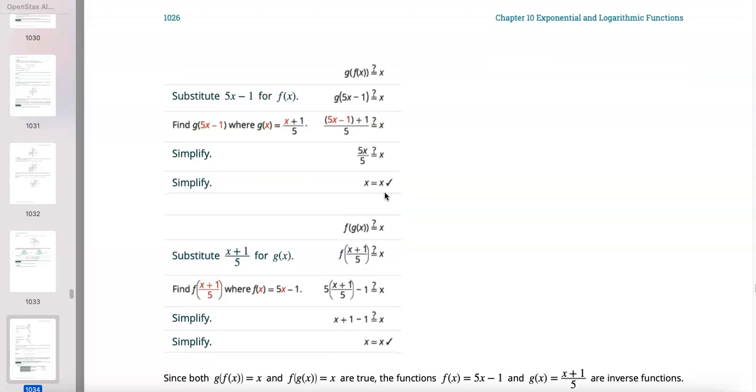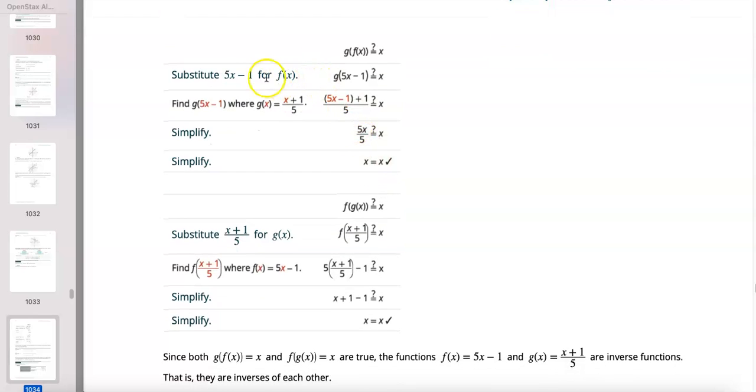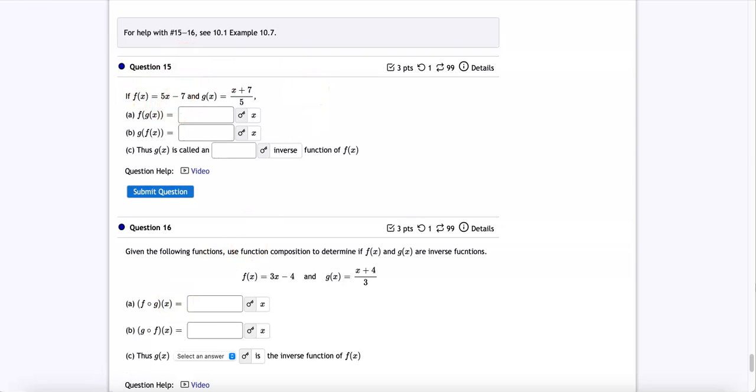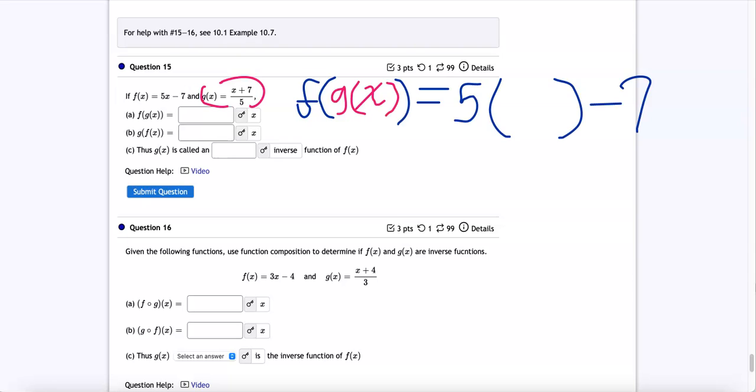So what that looks like is we put a substitution of one function in for the other, and then it's going to simplify down to x. Let me show you here on my open math. Okay, f of g of x. g of x is going to be in pink, it's going to be this one. And then f of x is going to be in blue, this one.